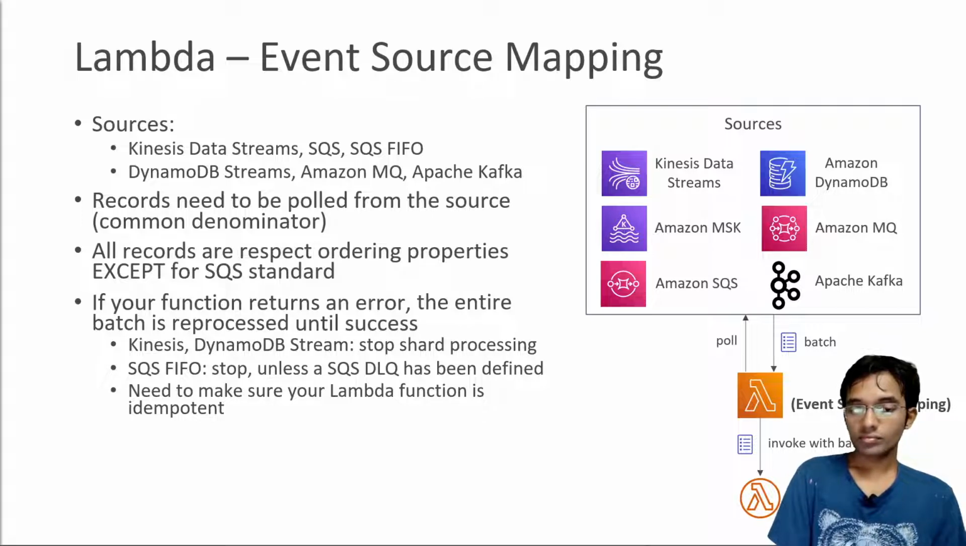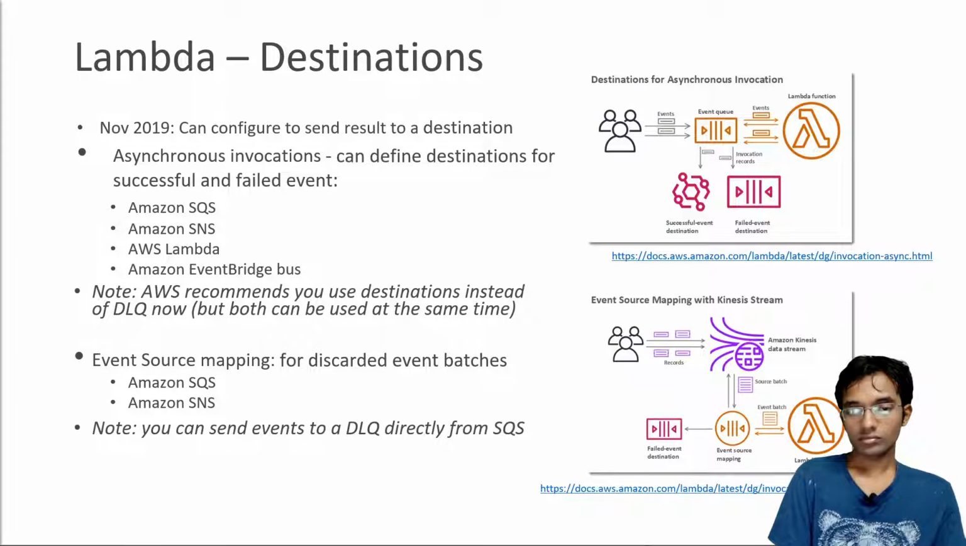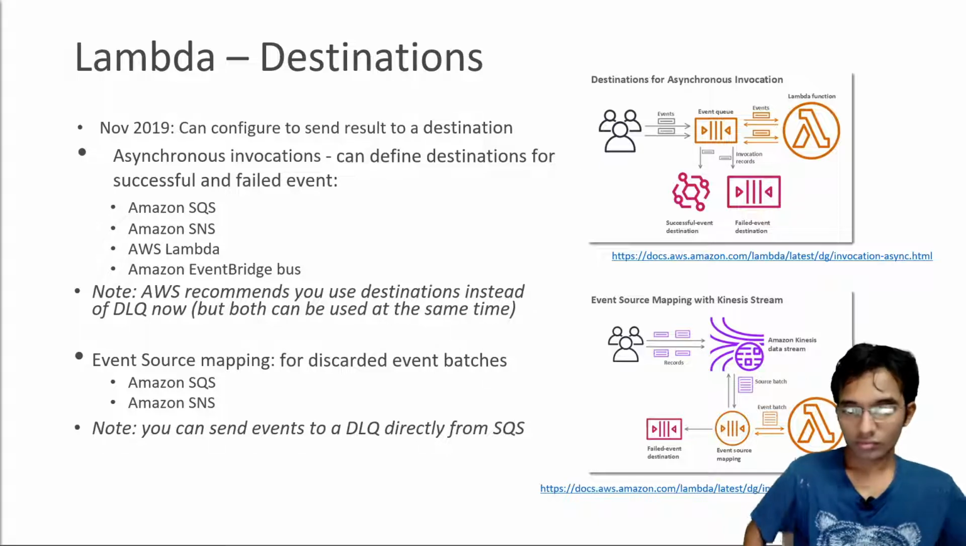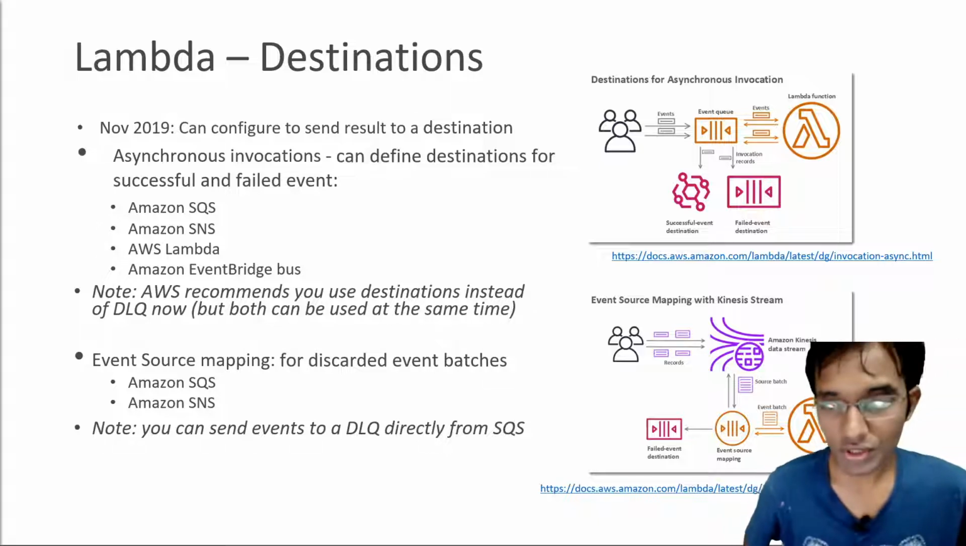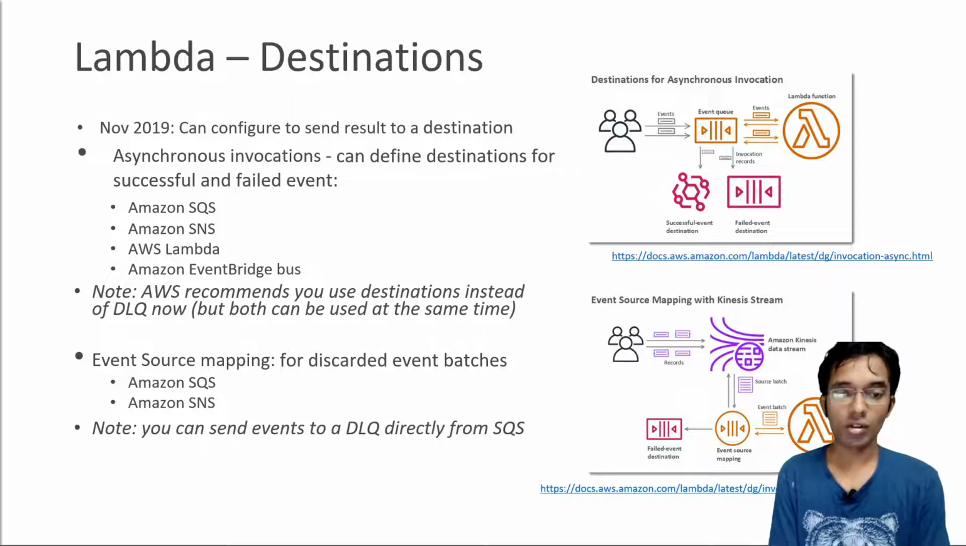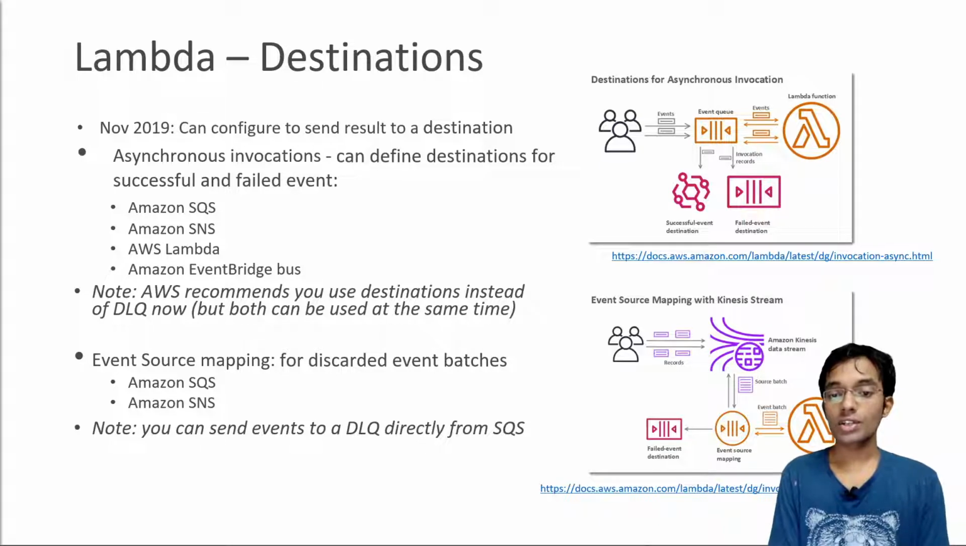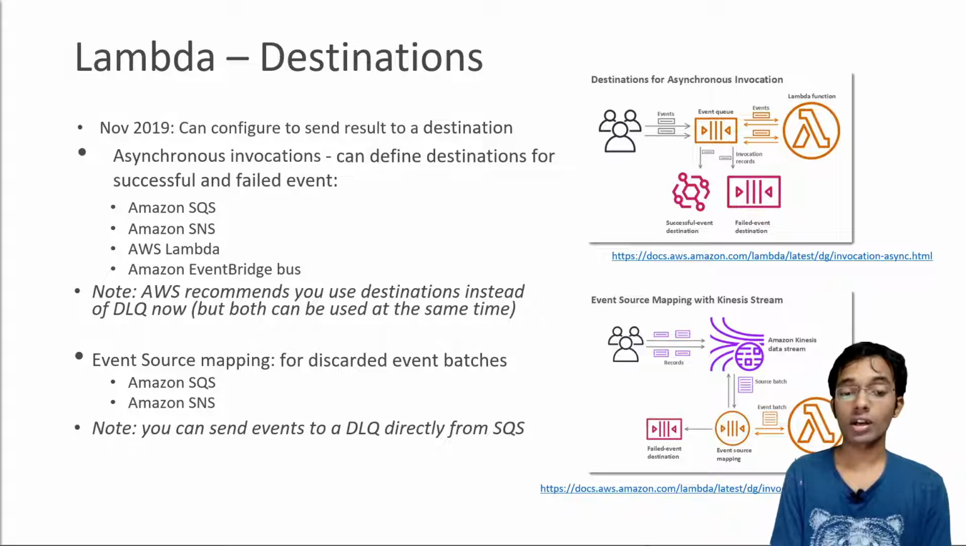Now something a bit newer, coming from November 2019, is that you can configure your Lambda function to send results to something called a destination, and that is valid for both asynchronous invocations and event source mapping. So let's go ahead and talk about that in detail.